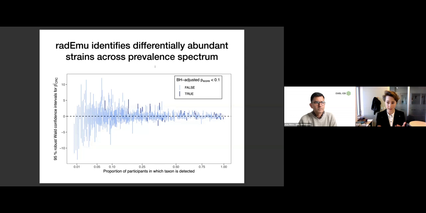So one of the things that I really like about this RADEMU approach is that we have a very clearly defined parameter and a really clear interpretation for what that parameter means in terms of microbial abundances.